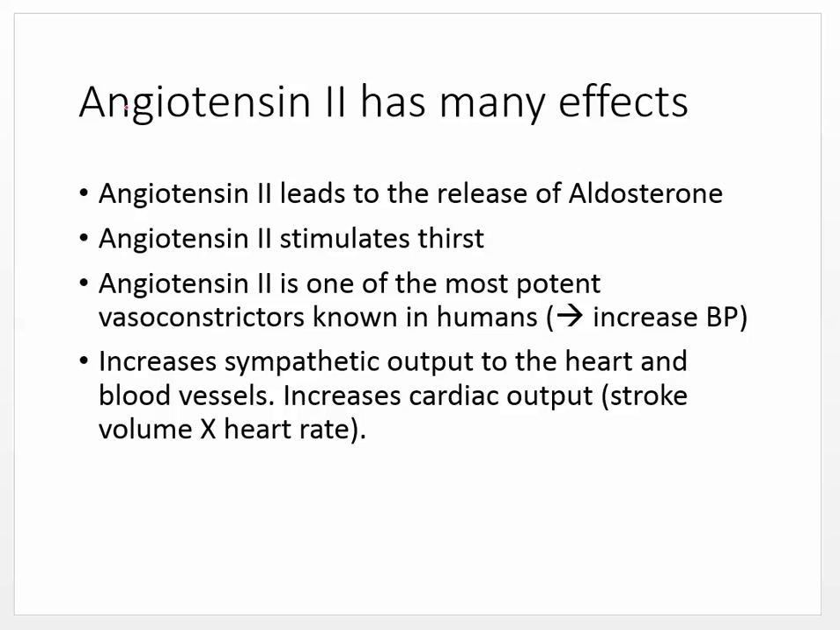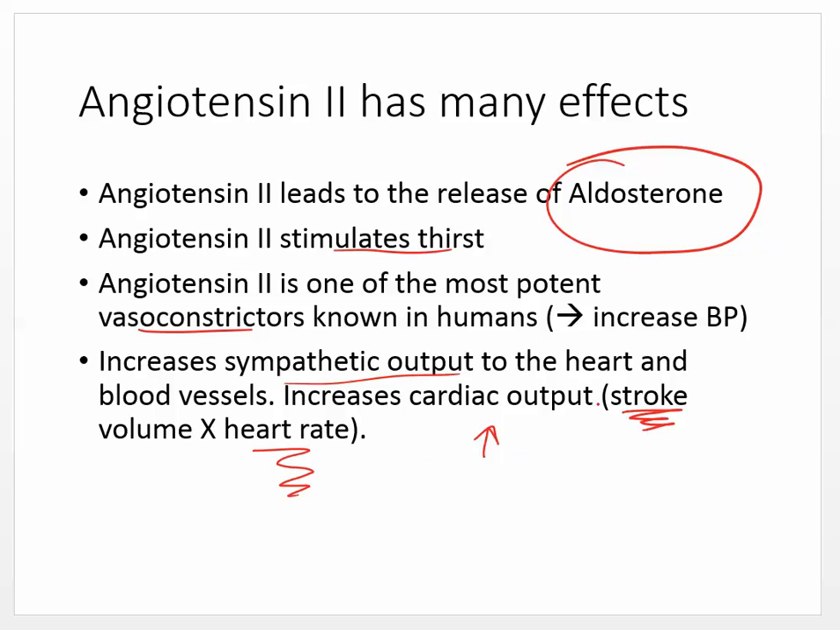So let's look again. Angiotensin 2 has many effects. It leads to the release of aldosterone. That's the one we're mainly talking about here. It stimulates thirst. It's a vasoconstrictor. It increases sympathetic output of the heart, so it increases stroke volume and heart rate. So it really works to increase blood pressure.